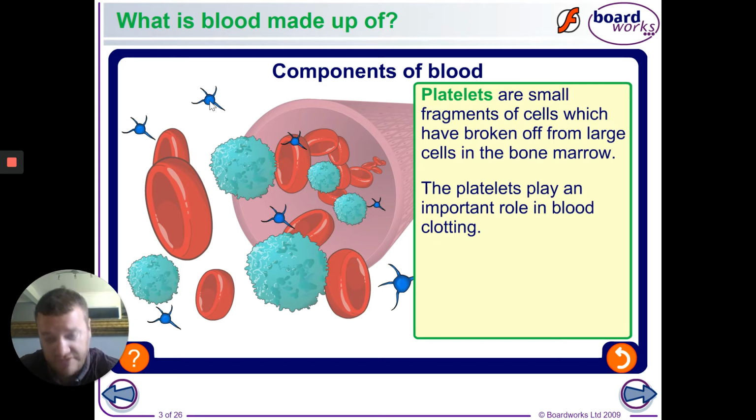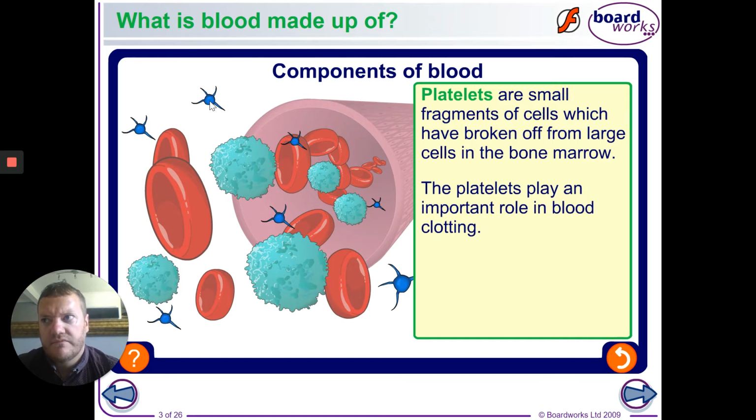Now, most of the time they're made into full cells. They're white blood cells, red blood cells, etc. But sometimes they're just made into small little pieces of cell, and those are called platelets. You might think, why do you want pieces of cell around blood? Well, they are really important because they're involved in the clotting process.